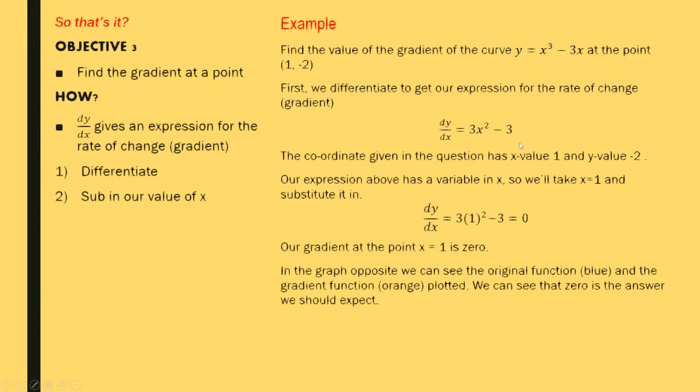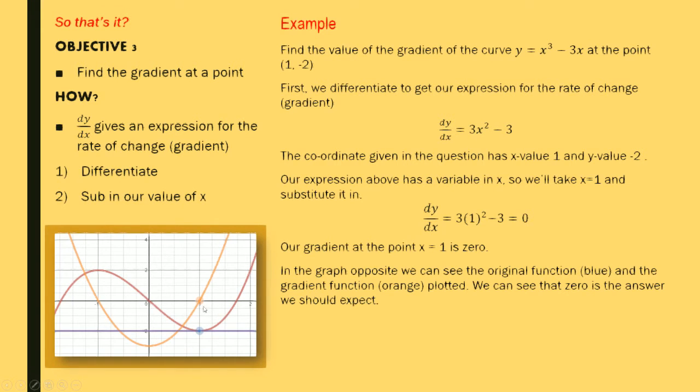In the graph opposite, we can see the original function, which I have as blue there, but it's actually a pinky red color, and the gradient function is in orange. So it's the red. The actual blue line is what we call the tangent in the next bit. So there's the original curve there, and there's the gradient function, and we can see that at x equals 1 on the curve, the value of the gradient is nought.